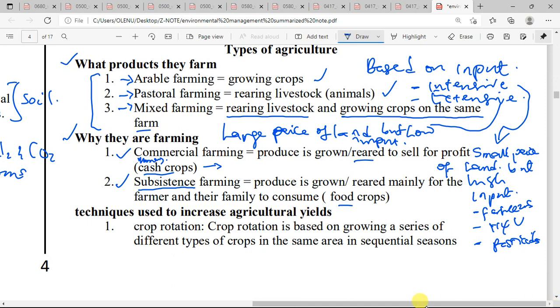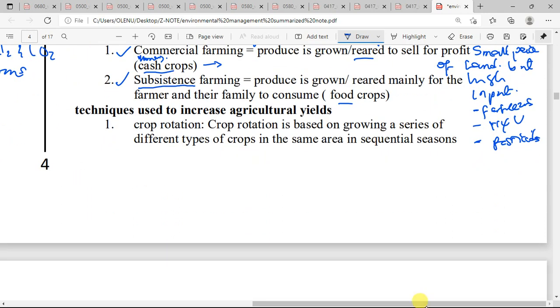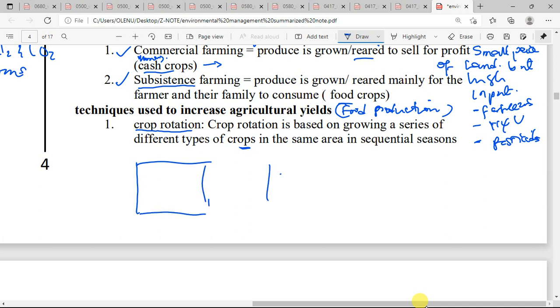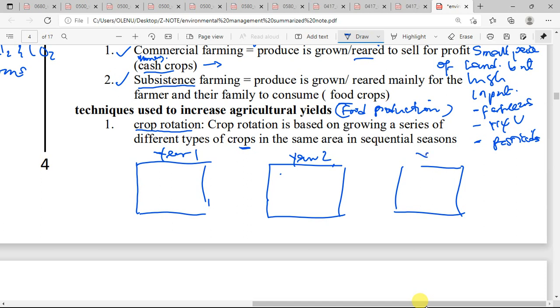Then what are the techniques used to increase agricultural yield? That means to increase food production. Some of them include crop rotation. Crop rotation is based on growing a series of different types of crops in the same area in sequential seasons. What this means is, if I have a piece of land, and different years: let's say this is year 1, this is year 2, and this is year 3.